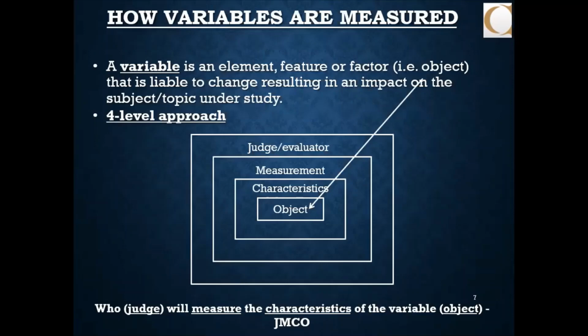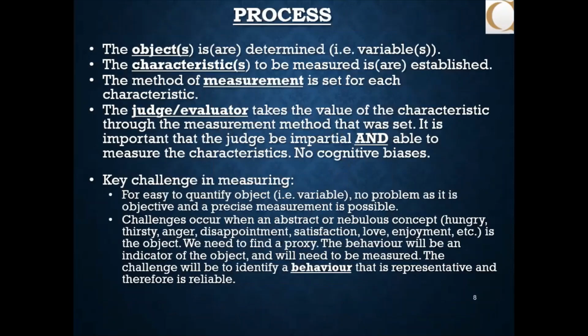So a variable is an element that can be changed based on an impact under study. This shows what happens. We measure what happens to the object. We're the judge and evaluator, and we measure what happens to the object. So that's what we measure.